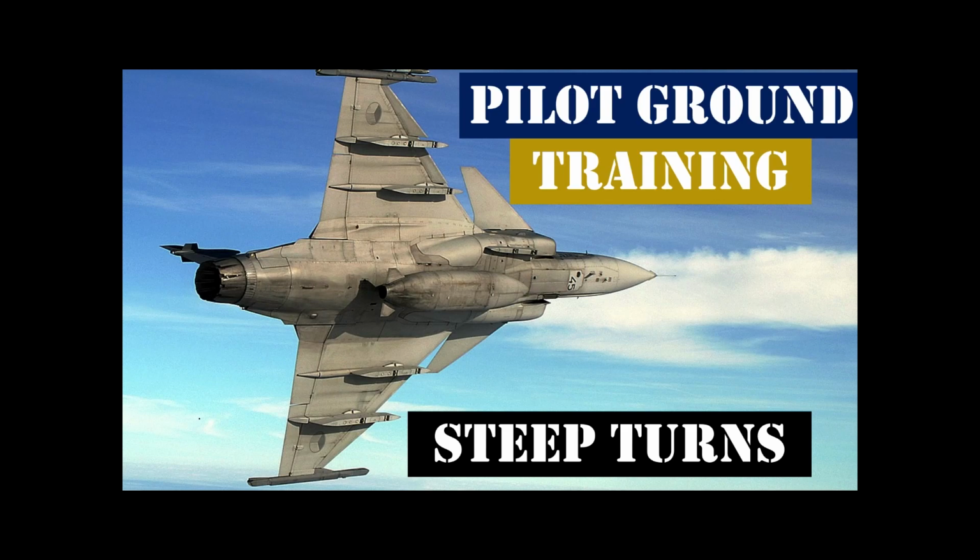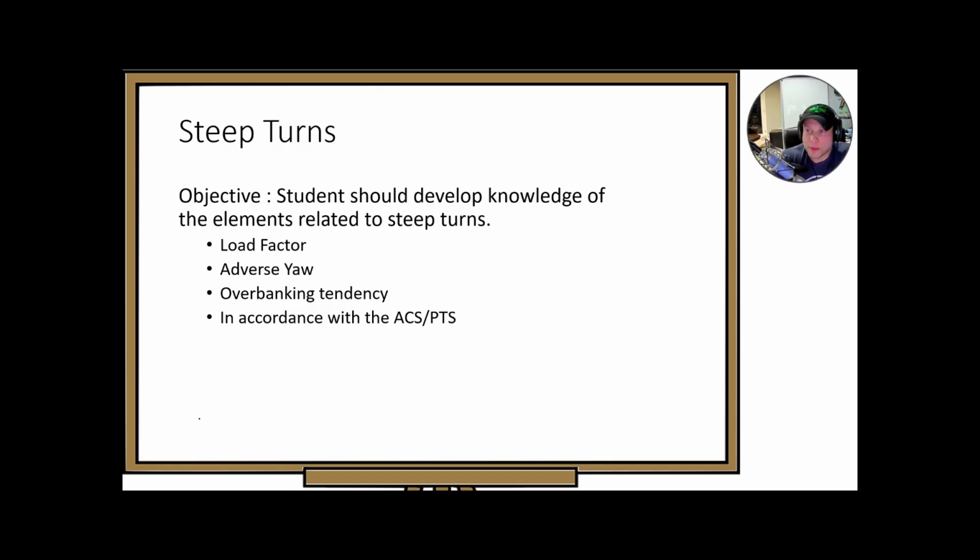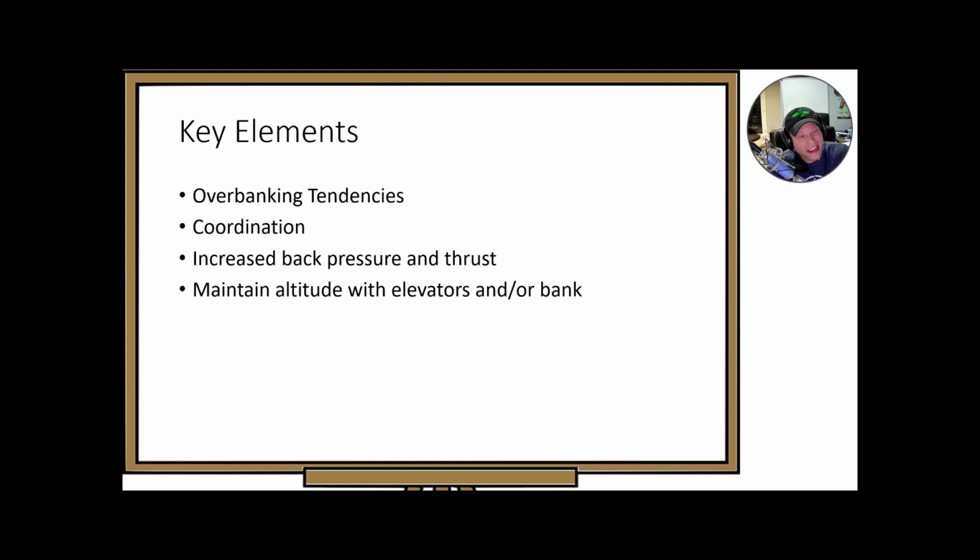Welcome to our discussion on steep turns. Here's the objective for the lesson. You should develop a knowledge of the elements related to steep turns, including load factor, adverse yaw, overbanking tendency, and this is all in accordance with the ACS or the PTS. Here are the key elements. This is what I want you to take away from this, if nothing else.